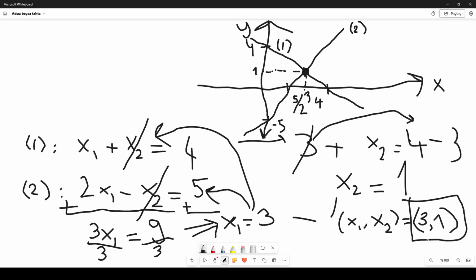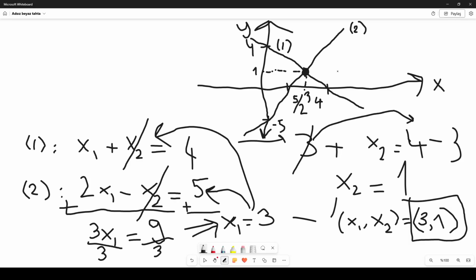Another thing to notice here, before proceeding to the other case of the solution, is that we have only one solution, right? This line intersects at only one single point, and this is the unique case. In other words, the solution to a given system can be unique. This is one thing we can conclude from this simple example.